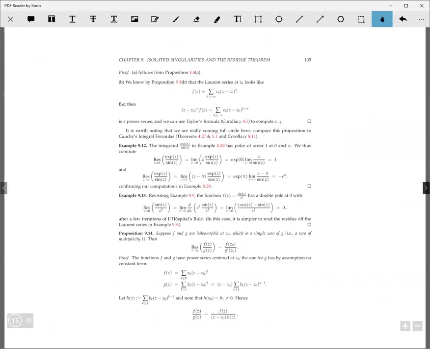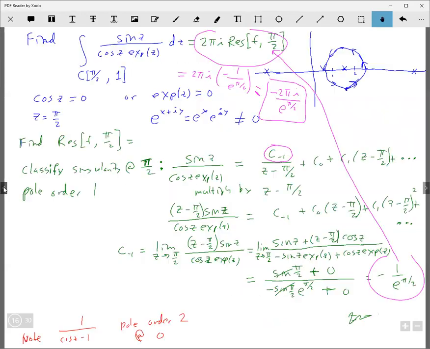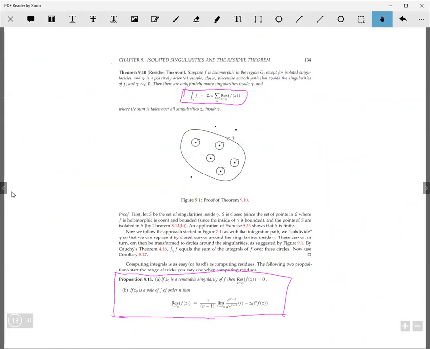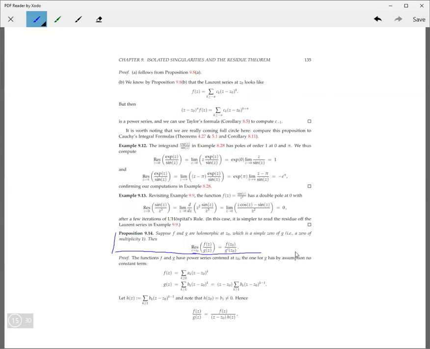Let's see here. Let me just go one more. Where can I find that? Okay, there's this proposition right here. We don't use that much. It looks kind of interesting, but don't need to necessarily worry about that much.